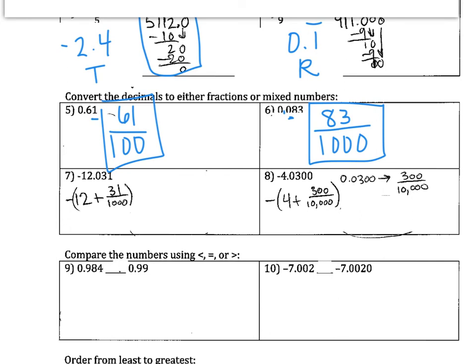Number 7, we're going to go ahead and separate these two, and that's going to be 12 plus 31, and that last number 1 is in the thousandths place. We need to make sure we keep our negative on it right there. So the final answer is going to be negative 12 and 31 one-thousandths.